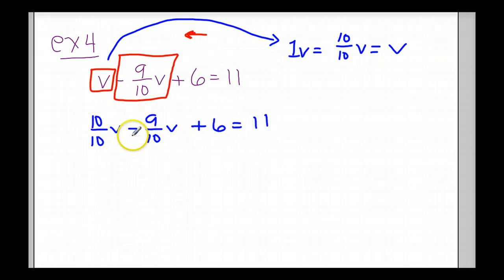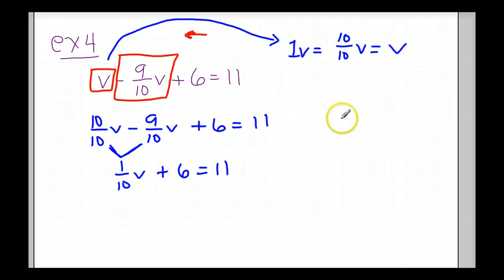These are our like terms. What's 10 over 10 minus 9 over 10? Well, that's just going to give us 1 over 10 v plus 6 equals 11. So let's do this math problem. Remember, we combined 10 over 10 with 9 over 10 because 10 minus 9 is 1. We leave our denominators the same.